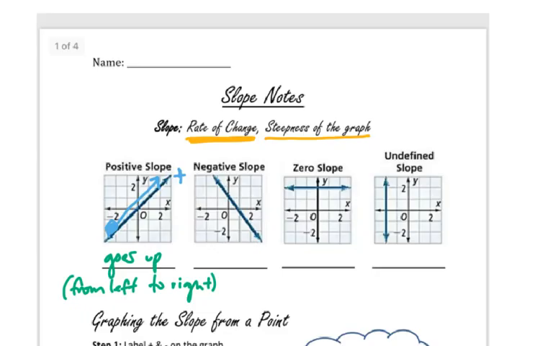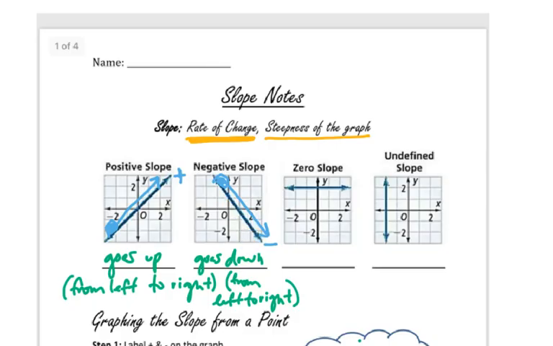In the next example, this is a negative slope. It means when we read it from the left side to the right side, it's dropping down in a negative direction. A negative slope goes down from left to right. So if we were to read it like we read a book, the left side to the right side, this is dropping down.